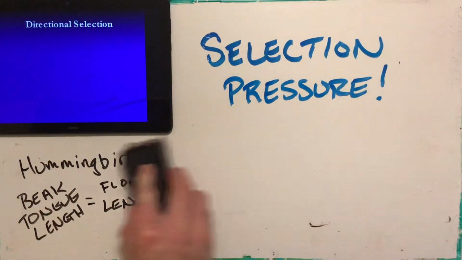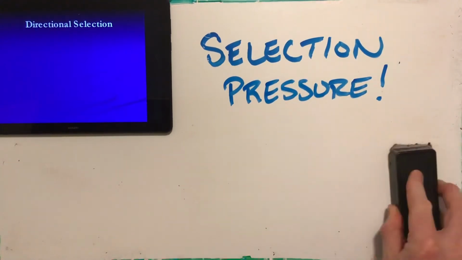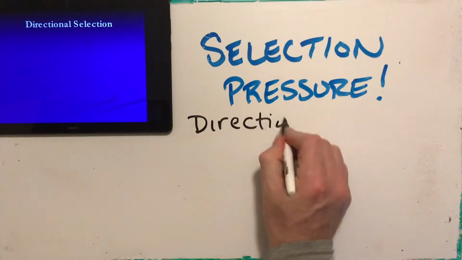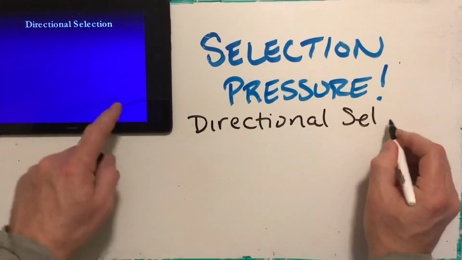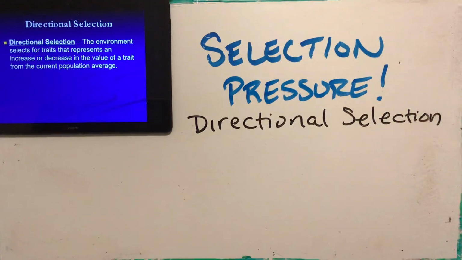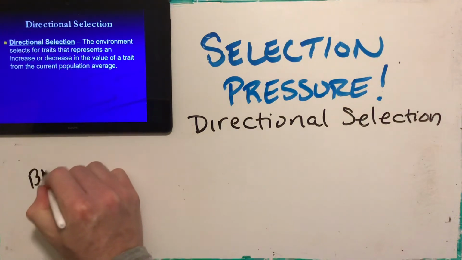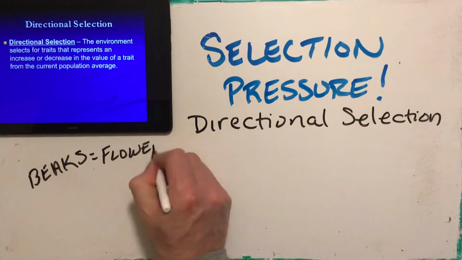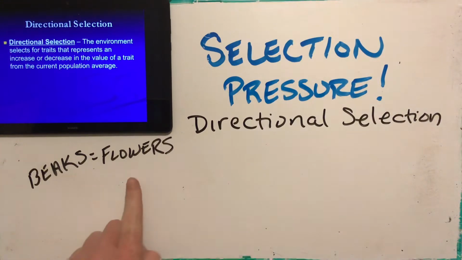The next type of selection pressure is directional selection. Directional selection is when the environment changes. Now, the environment, it could be one small thing. So we were just talking about hummingbird beaks and flowers, right? It could be a change in the average flower length. And everything else stays the same.